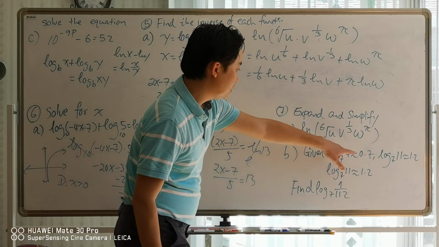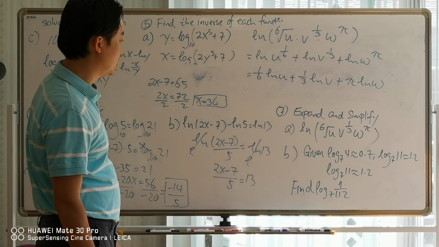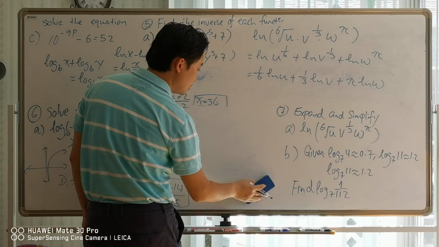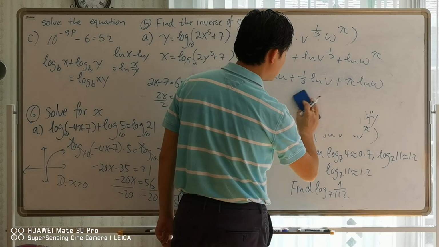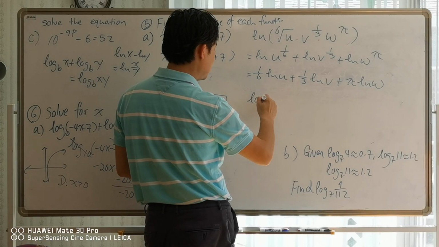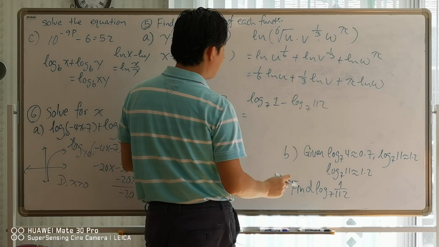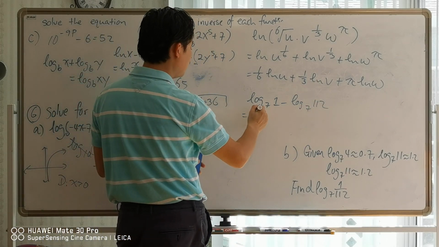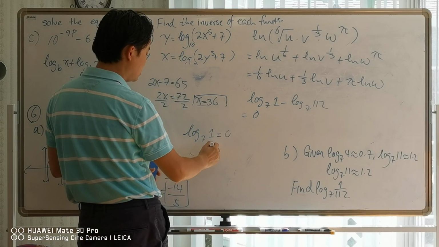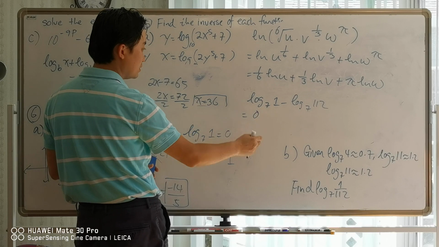And then the last one: you want to apply the given conditions to verify log base 7 of 1 over 112. So we want to use the conditions to simplify the complicated log expression. Let's expand it first, following the instruction. We have log base 7 of 1 minus log base 7 of 112. Log base 7 of 1 is 0, because set back to the exponential form, 7 to the power of 0 equals 1.